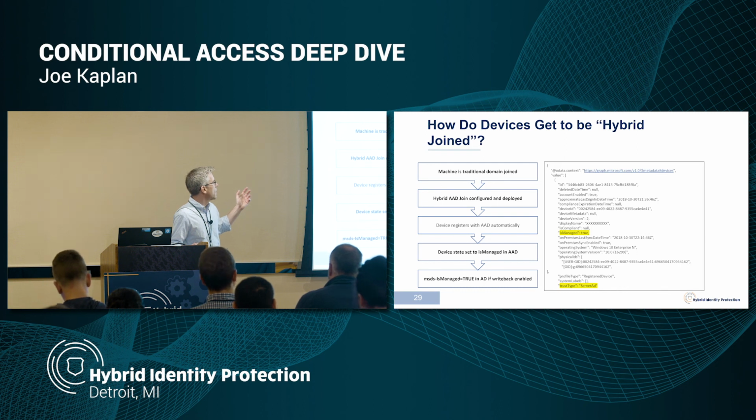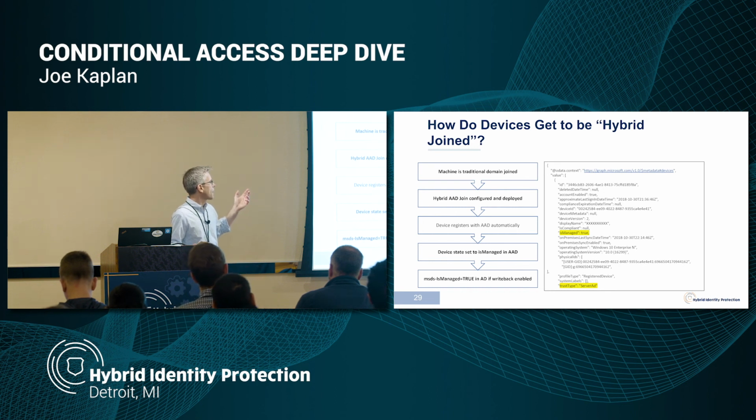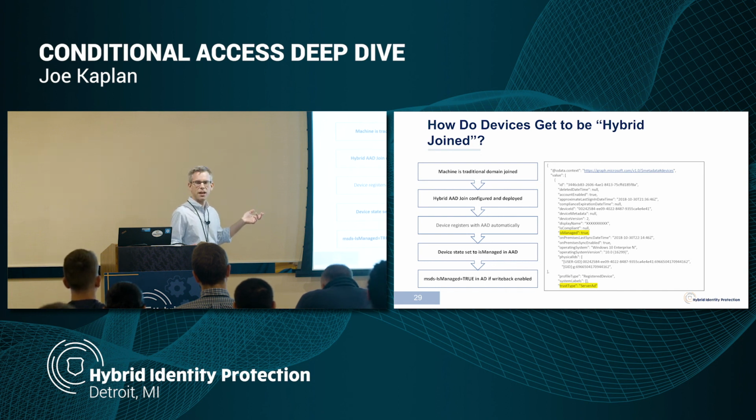So for hybrid join, typically what happens is the machine is traditionally domain joined first, and then you have the proper configuration settings deployed in your environment to make this work. Devices will register automatically with Azure AD, which is nice. You don't have to do anything except wait for this to happen. Typically in a mature environment where you are handing out workstations to people, devices will tend to register as soon as you domain join them, before you probably even hand them out to your end users.